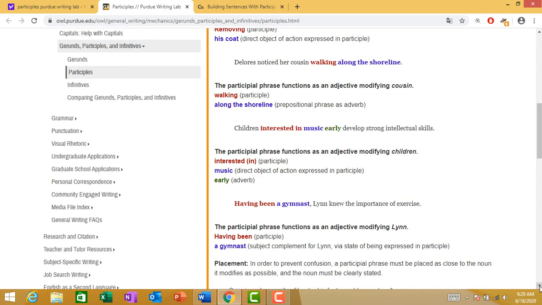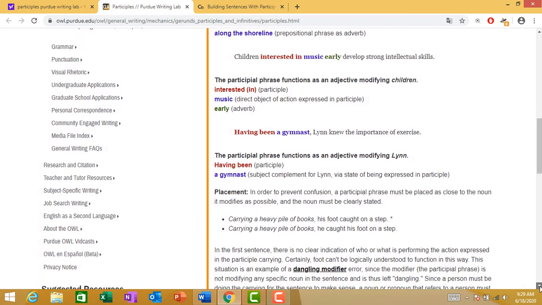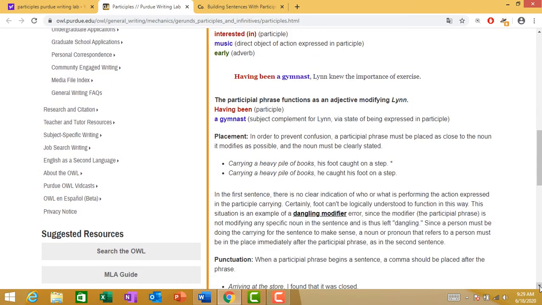Let's look at another one. Having seen a gymnast, Lynn knew the importance of exercise. Still, it's acting as an adjective and it's modifying Lynn, because she knows firsthand that exercise is important because she has been a gymnast. Now, a gymnast is the complement for Lynn. All right, now let's keep going.